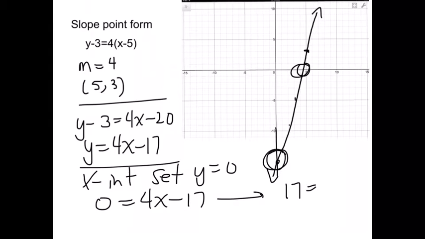So 17 equals 4x, or x equals 17 divided by 4, which is 4 1/4, which is exactly where I put it on the graph. So there you have it, two ways to get the intercepts from slope-point form.